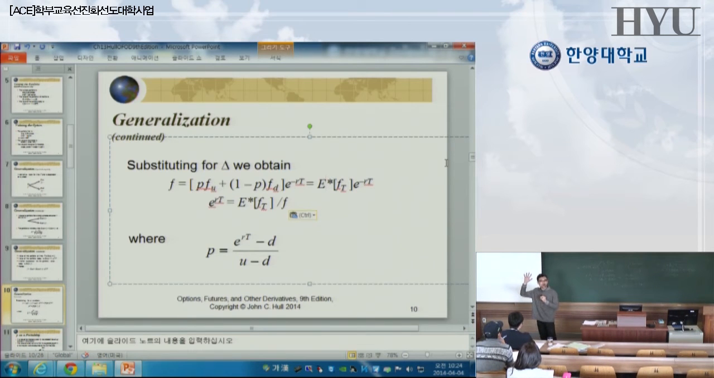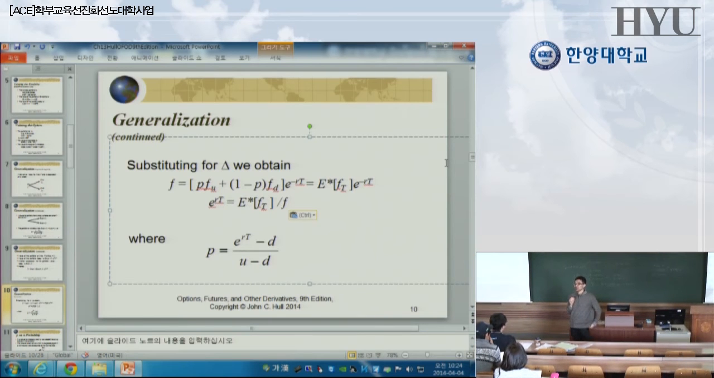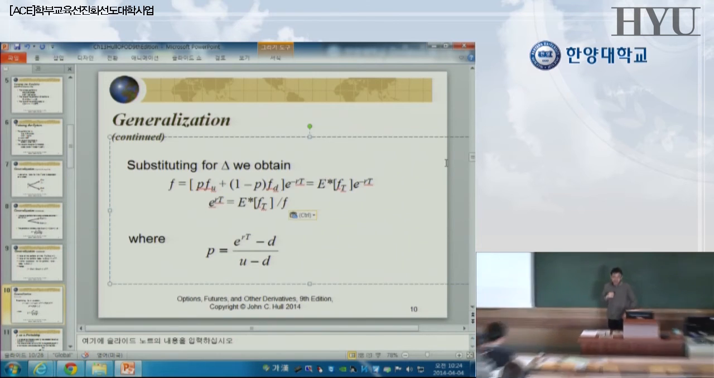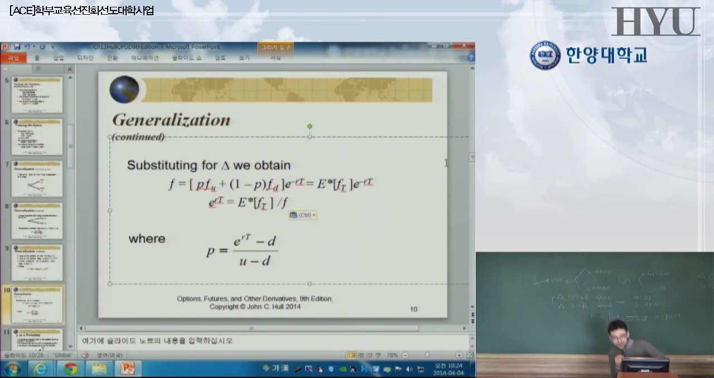고등학교 때 신사고로 수학 배운 사람, 뭘로 수학 배웠어요? 교학사? 동아 출판사? 부산동아? You cannot remember? Okay. So let's check what the definition of probability is.